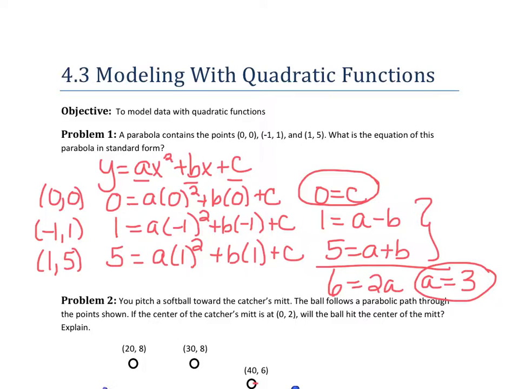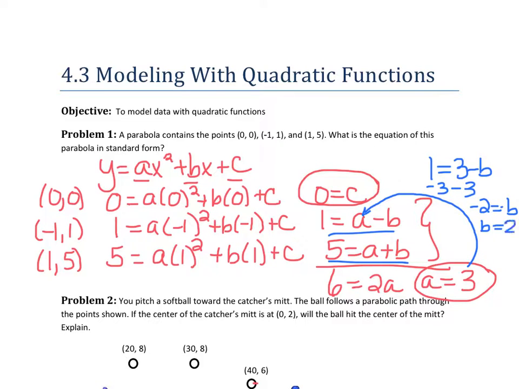And to get the last unknown, I'm going to take this value of a and plug it into one of these equations, this one or that one. Let's just plug it into the first one. So I get 1 equals 3 minus b. I'm going to subtract 3. You're going to get negative 2 equals negative b, and you're going to end up with b equals 2. So there's our third unknown.